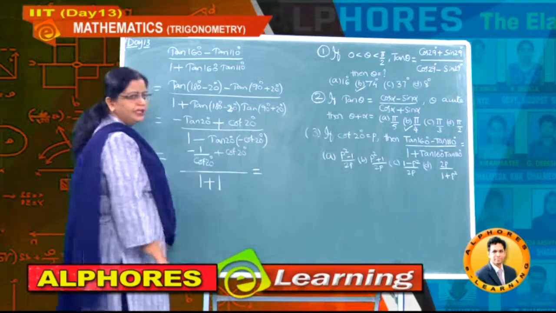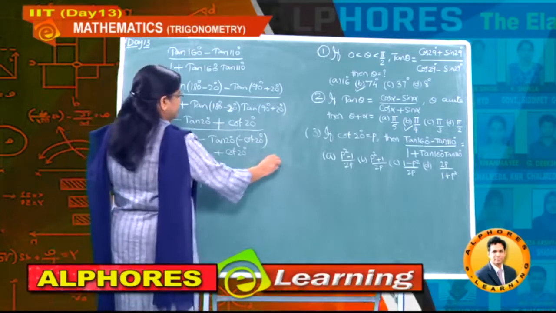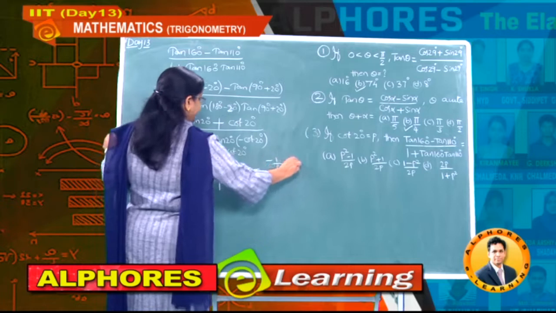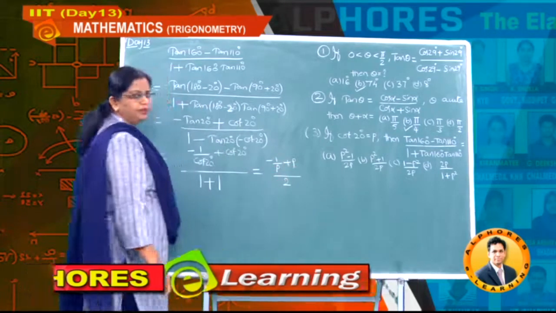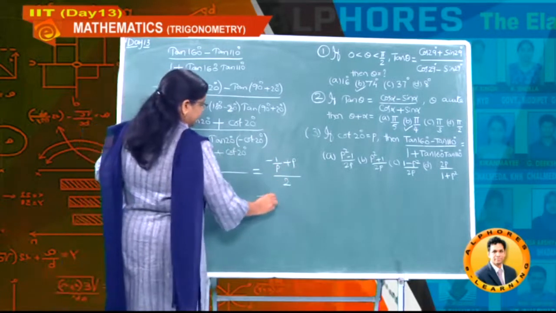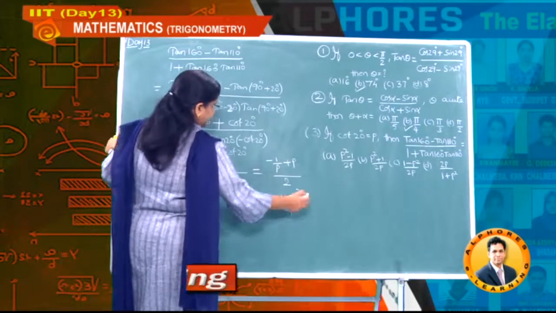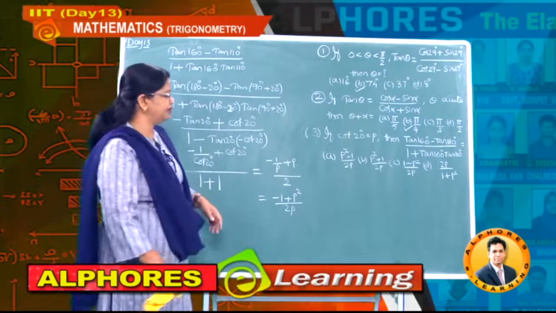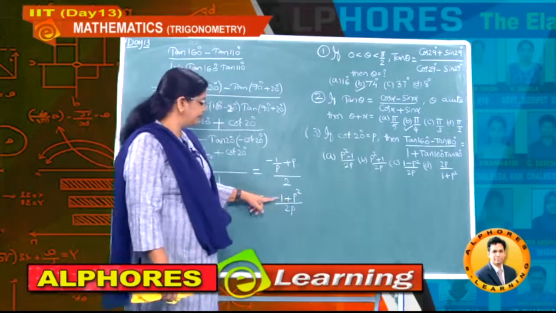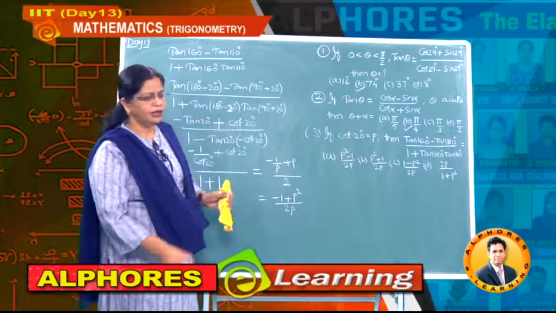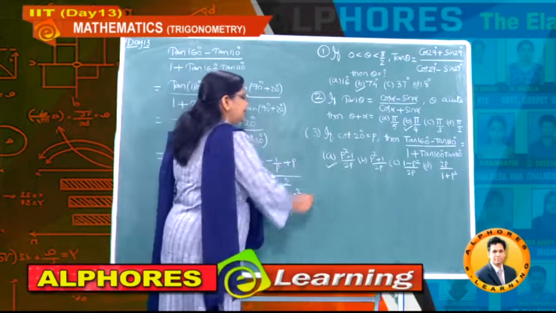What is the value here? Cot 20 is nothing but p. So minus 1 by p plus p, divided by 2. Therefore you get minus 1 plus p square divided by 2p. So finally, students, what is our answer here? P square minus 1 divided by 2p. So this is our answer.